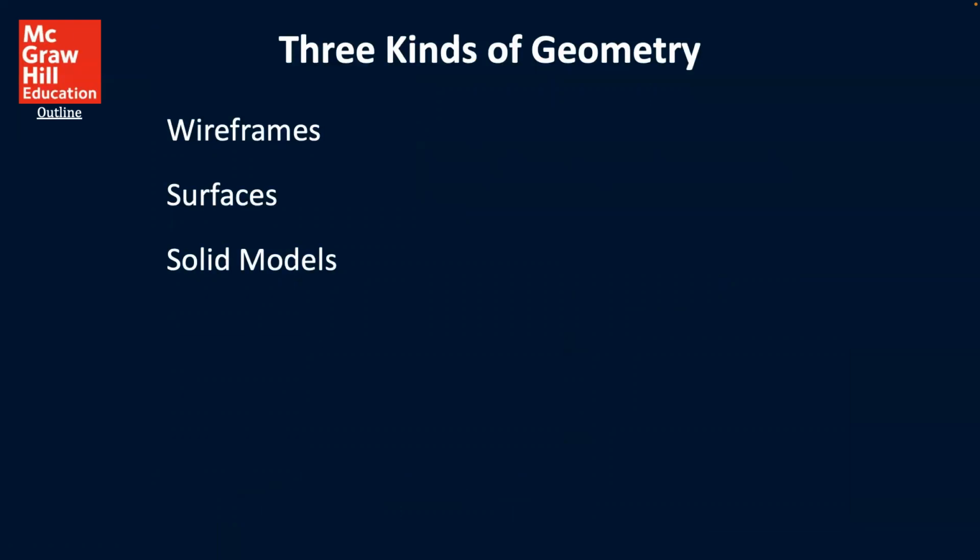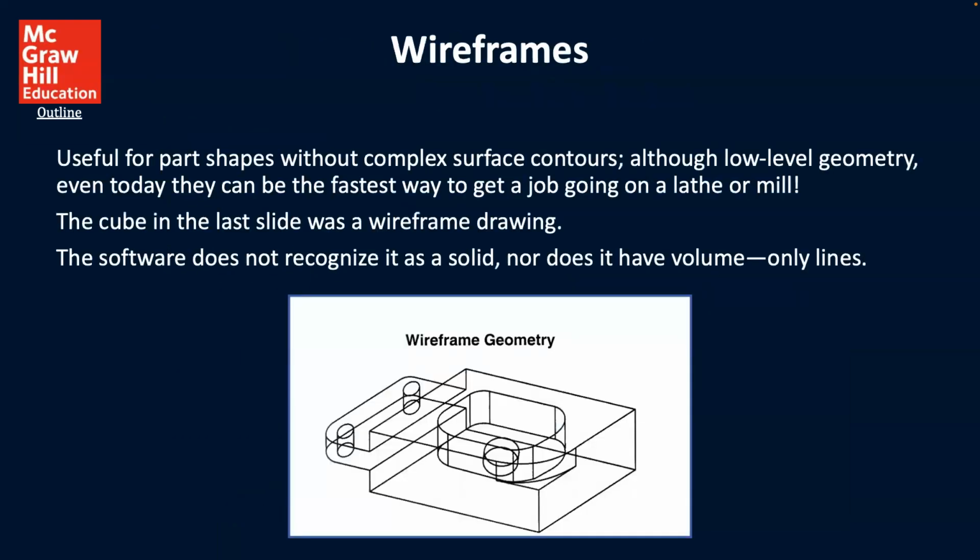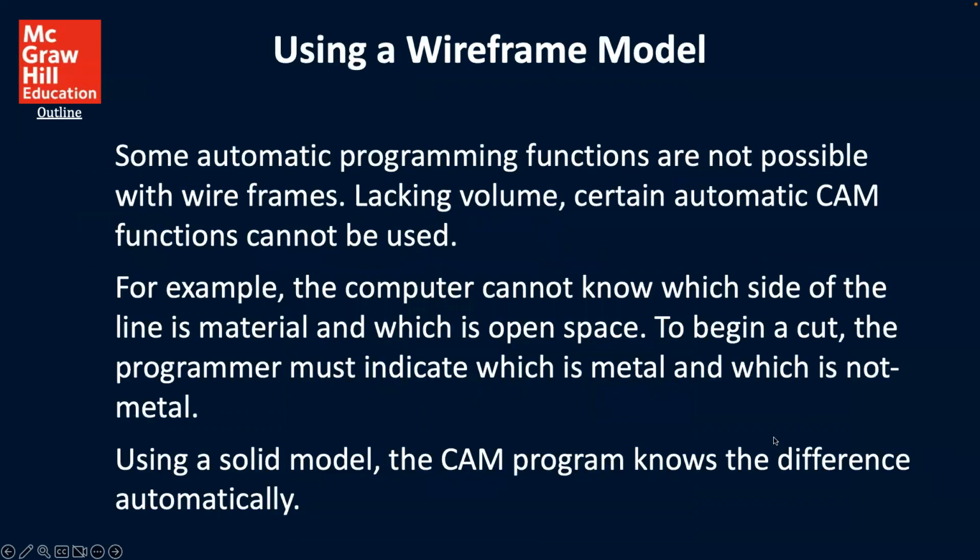So there are three kinds of geometry: wireframes, surface, and solid models. Let's take those one at a time. A wireframe is useful for part shapes without complex surface contours. Although low-level geometry, even today, they can be a fast way to get a job going on a lathe or mill. The cube in the last slide was a wireframe diagram. The software does not recognize it as a solid, nor does it have any volume, only lines. So that's what we're seeing for a wireframe.